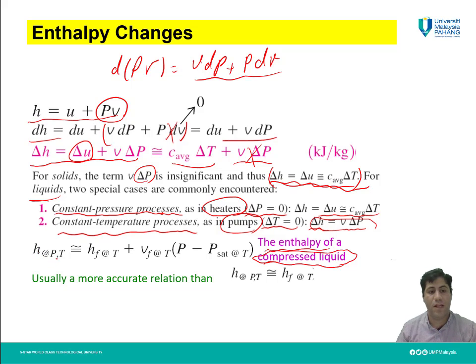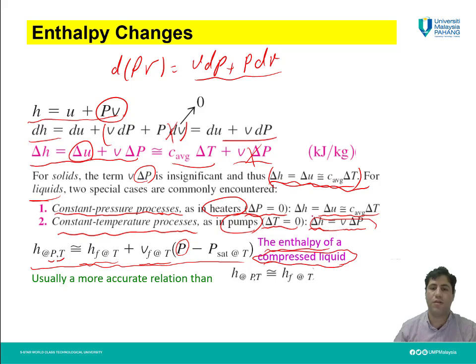The enthalpy of a liquid with pressure P and temperature T is equal to the enthalpy of that substance in saturated liquid state at temperature T, plus the saturated specific volume at temperature T, times the pressure which that substance is at, minus the saturation pressure of that substance at temperature T. This is the general equation; we will see in an example how to use it. This is the general equation to find the enthalpy of compressed liquid.